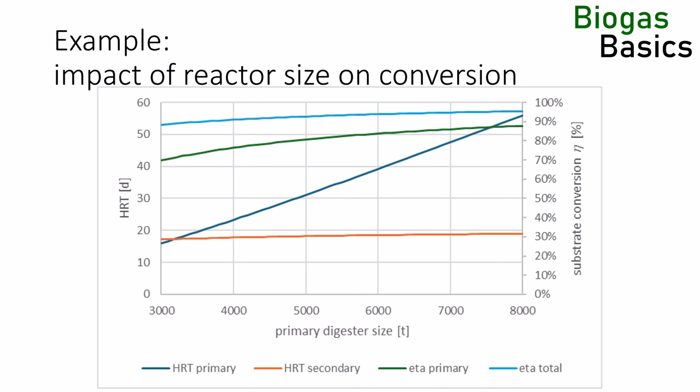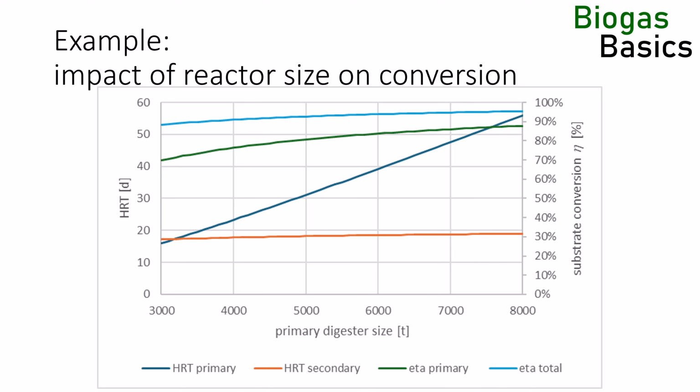In our previous example, the primary digester had a size of 5,000 tons and a residence time of 31.1 days. When we vary the digester size, the residence time changes accordingly. At first glance, the correlation looks linear, but it is slightly convex. This is because the dilution requirement increases when the digester size shrinks. The orange line is the residence time of the secondary digester. It increases slightly with larger primary digester size because of the higher conversion in the primary and lower dilution requirement in the secondary digester.